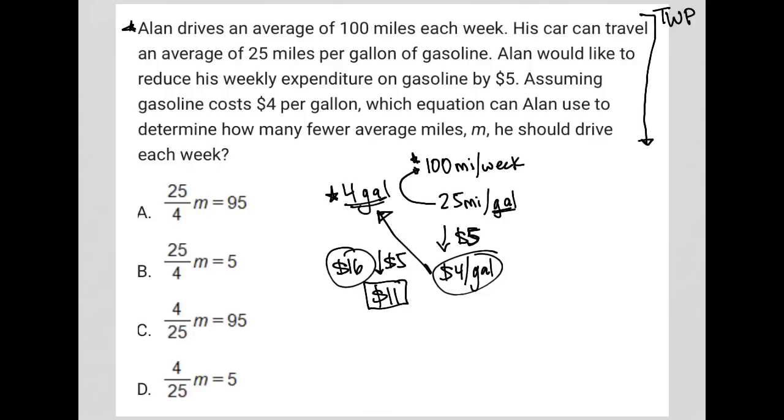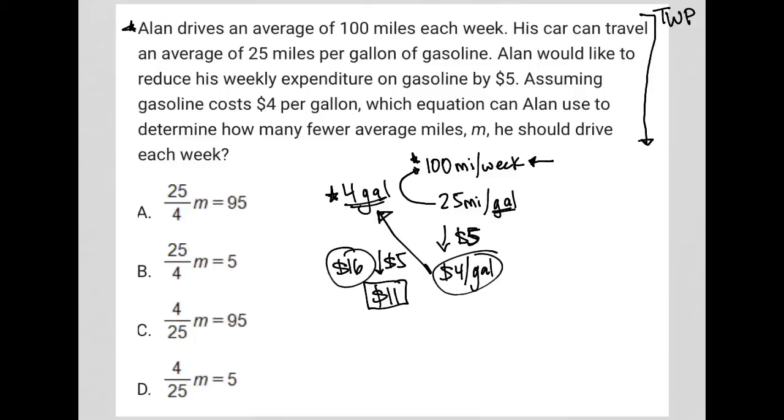So assuming gasoline costs $4 per gallon, which equation can Alan use to determine how many fewer average miles he should drive each week? Oh, so we're back up to the miles. All right, so we're basically saying you can't drive 100 miles per week and save $5. You need to drive fewer miles. So how would I do this?